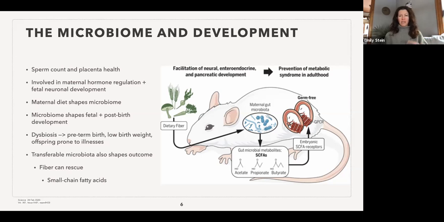So it's kind of a chicken and egg scenario where a maternal diet can significantly shift the microbiome, which can then significantly shift nutrient absorption. And so we just need to be mindful of that. And that's a whole other lecture by itself.